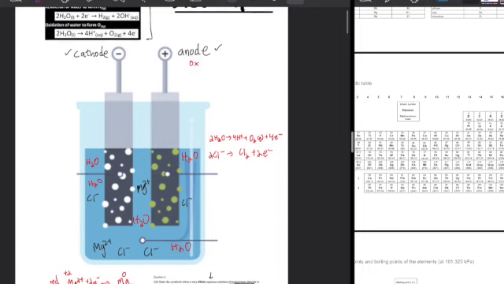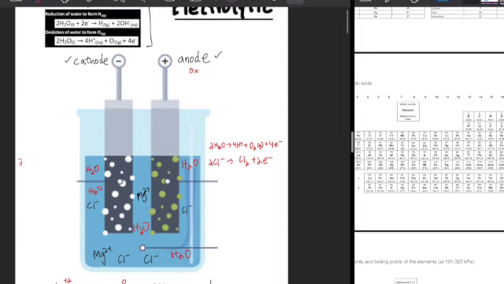At the cathode, of course, I have the reduction of water. Water plus 2 electrons yields H2 gas plus 2OH minus, or the reduction that would happen from MgCl2: Mg2+ plus 2 electrons yields Mg solid.